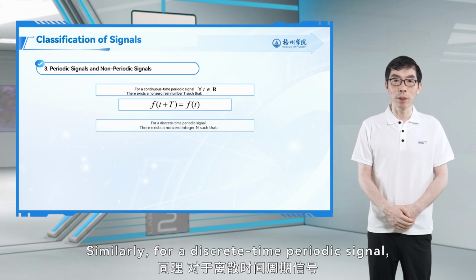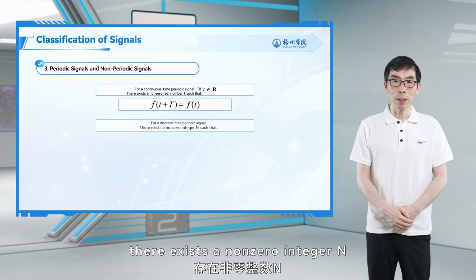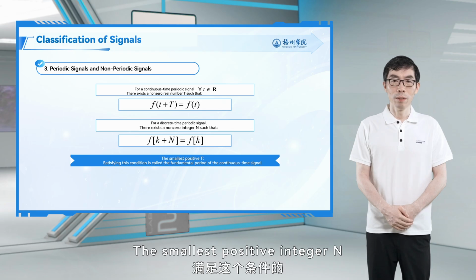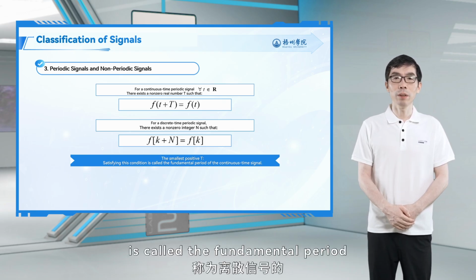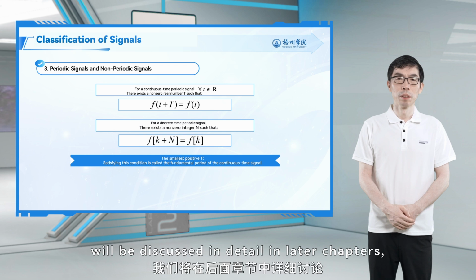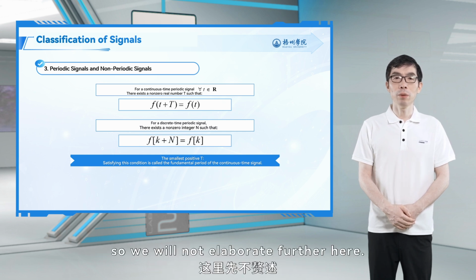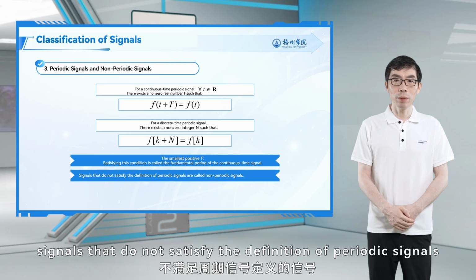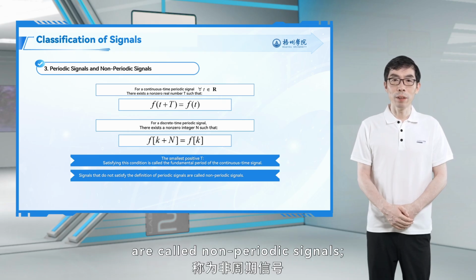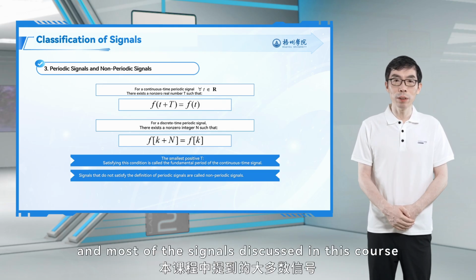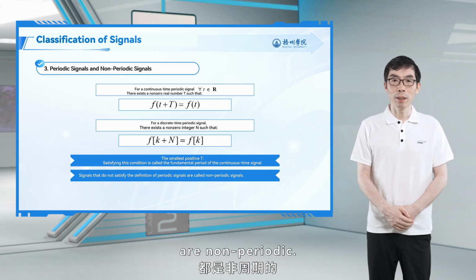Similarly, for a discrete time periodic signal, there exists a non-zero integer N, such that f of k plus N equals f of k, holds for all k. The smallest positive integer N satisfying this condition is called the fundamental period of the discrete time signal. The periodicity of discrete time signals will be discussed in detail in later chapters, so we will not elaborate further here. Moreover, signals that do not satisfy the definition of periodic signals are called non-periodic signals. In other words, signals are either periodic or non-periodic, and most of the signals discussed in this course are non-periodic.